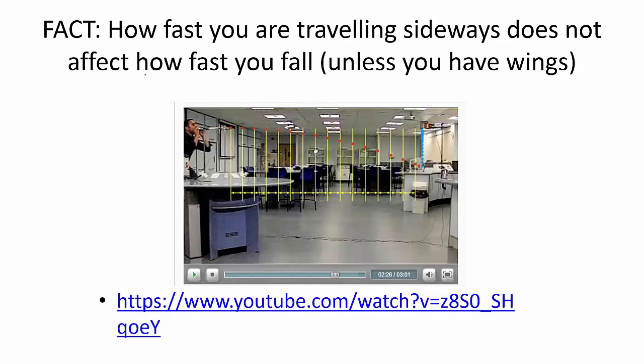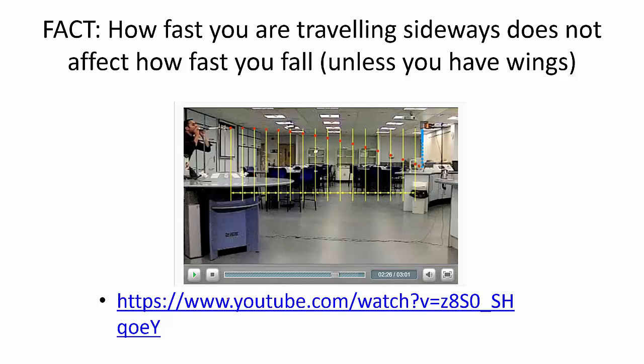Right, from what we just discussed, this fact should be evident. How fast you're travelling sideways doesn't affect how fast you will fall, unless you've got wings, and that's where we start to talk about those things that weren't projectiles. Things where there are other forces, like lift, for example, that are affecting the motion of the thing that's in the air. For projectiles, we're not assuming this, so how fast something's travelling sideways does not affect how fast it falls.